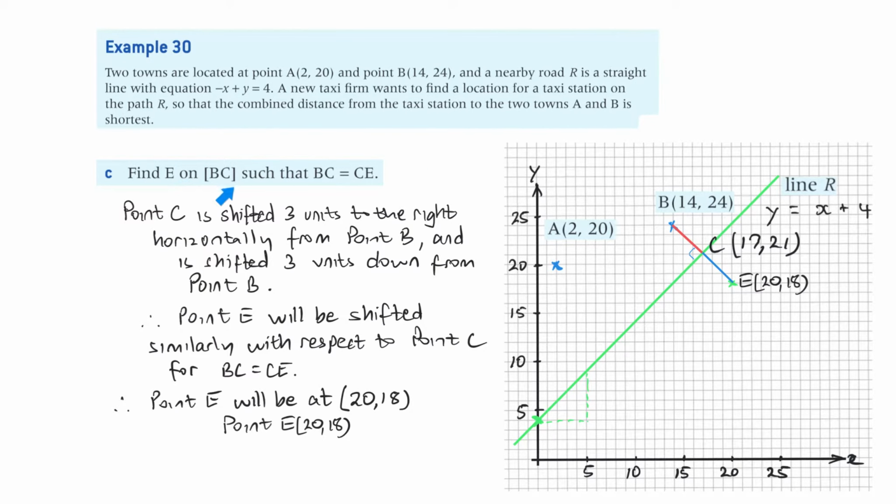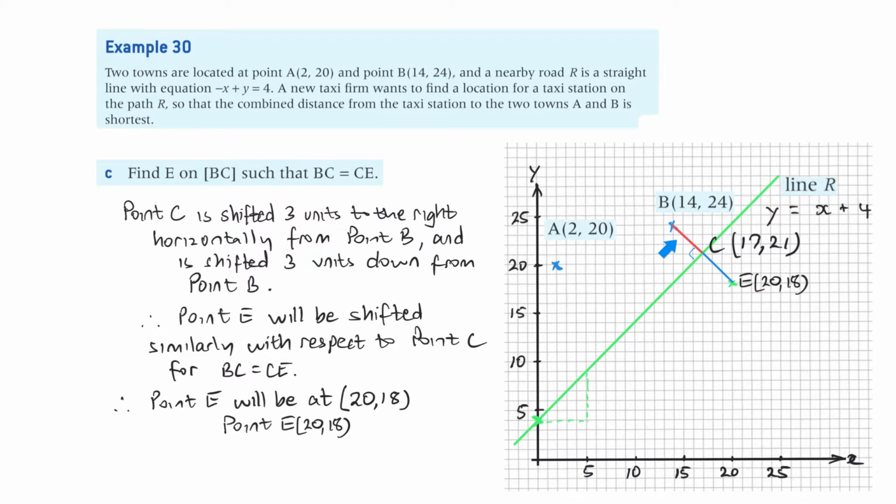Part C, find E on BC such that BC equals CE. Okay, so this is being extended now to the other side because they're saying there's point E on this line such that BC equals CE. So we find that point is there. Now, how do we know where that point is? We've got to find the coordinates of that point.